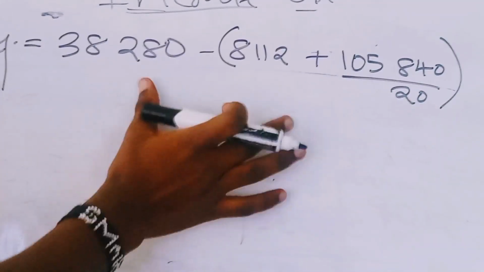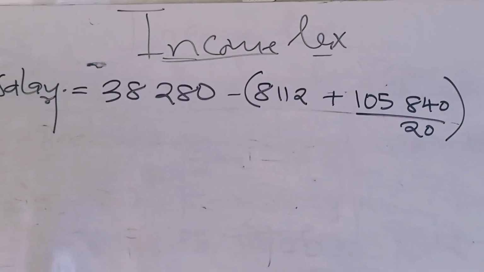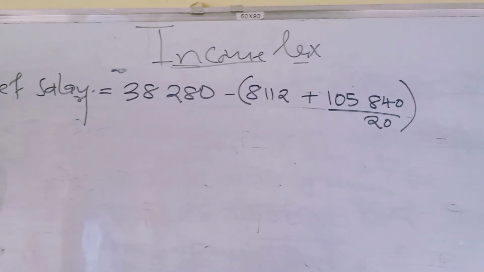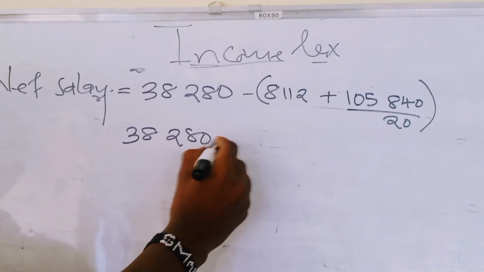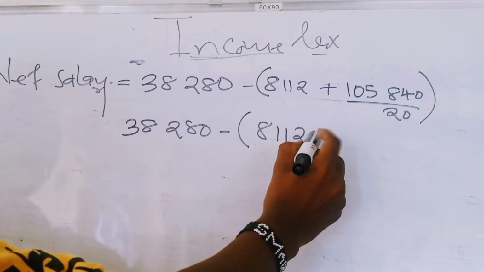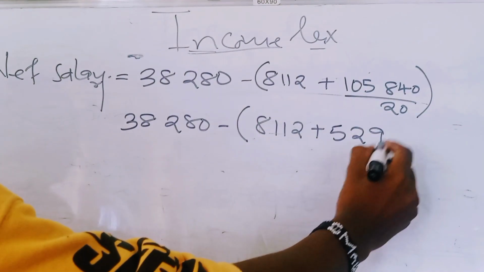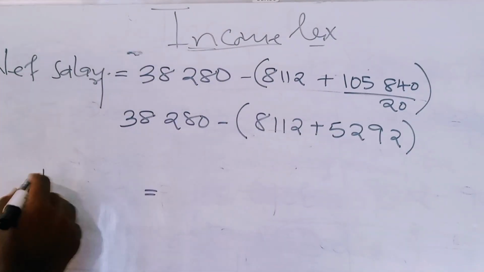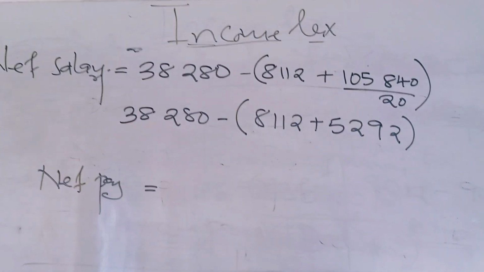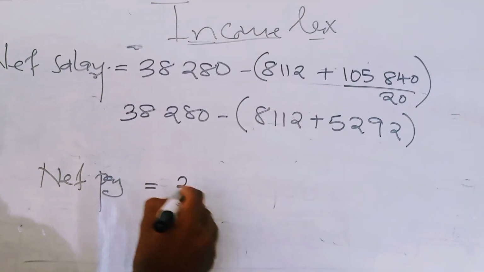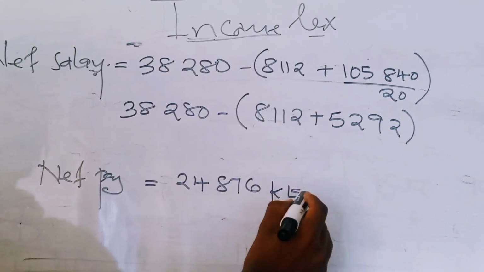After we work out this question, we're going to get the amount of money as net pay that James receives in his account. So in this case, we simply say this. After we work out, we're going to have 38,280 minus, in brackets, 8,112 plus, if you work out this one, it turns out to 5,292. So at the end of the day, the net pay for this guy called James is equivalent to 24,876 pounds, Kenya pounds per annum.